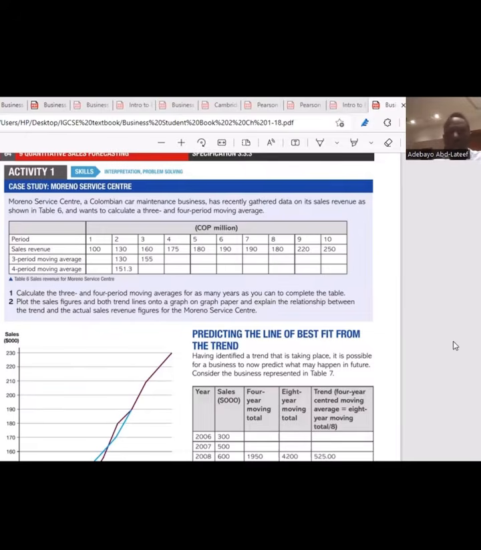So year 4, we have 160 plus 175 plus 180 divided by 3. It's 515. Are you sure about that? Yeah. So that's for year 4 third period moving average, right? Yeah. Then year 5.